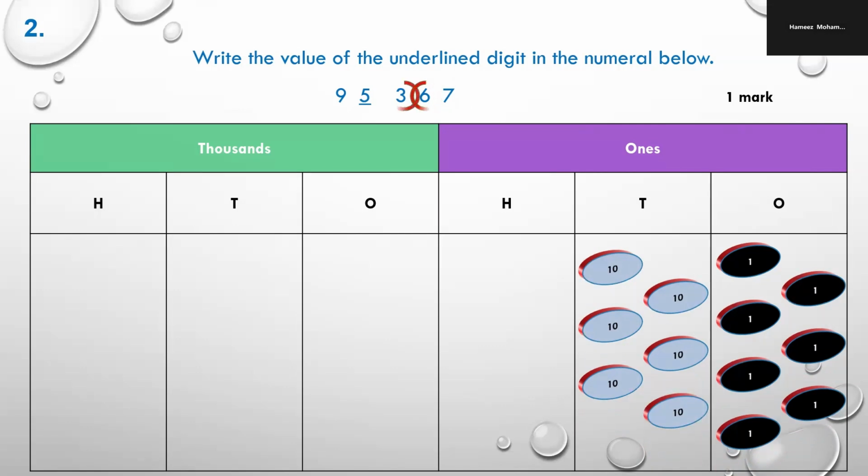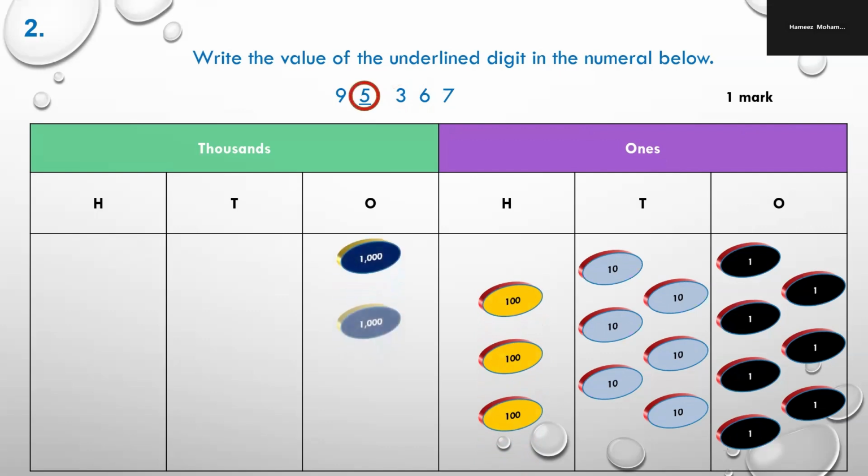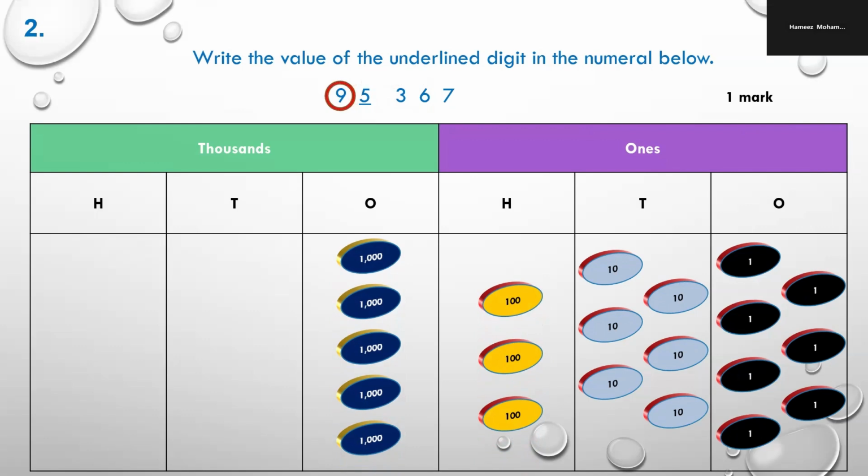And now what do we have following? We're dealing with hundreds. How many hundreds do we have? 100, 200, 300. So we can easily see the difference in the values. And now we have 5. That will be thousands: 1,000, another 1,000, 3, 4, 5. And of course, 9. That would be tens of thousands.